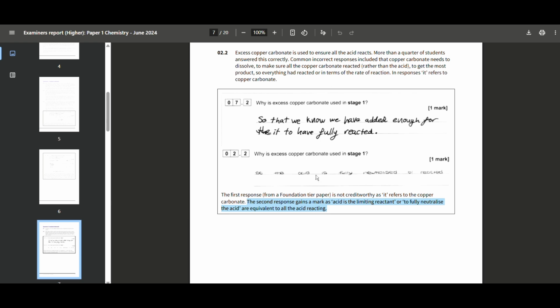So this examiner report just shows us that saying "it" in your answer, not specifying what has fully reacted, could potentially make you get no marks. So it could be that the student knew what it meant, like they were referring to the acid, but it could be that they didn't pay attention to the question. Why is excess copper carbonate used? So when they say "it", it's assumed that they're referring to copper carbonate.